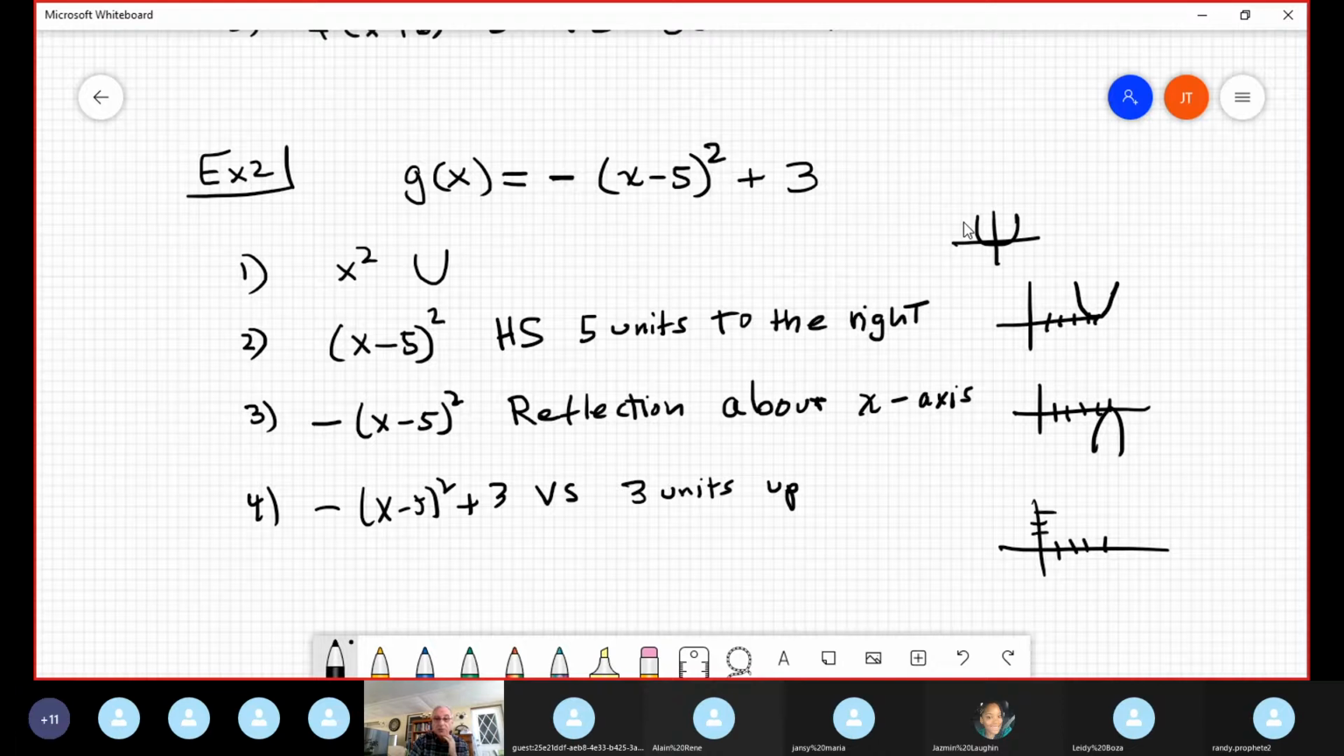So my last answer is 5 to the right, reflected down, and 3 units up. The vertex is a very good point to use as a reference of the parabola. It is now located at (5, 3), and this parabola is going down. Something like that. But I want to see it in Desmos. Super clear.